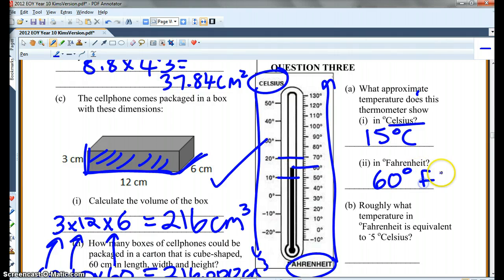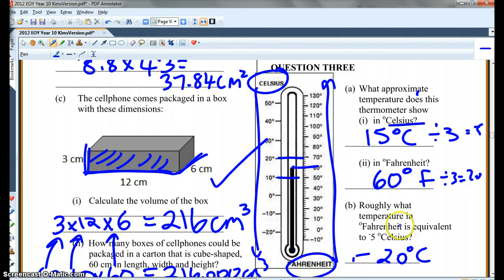Roughly what temperature in Fahrenheit is equivalent to -5 degrees Celsius? Ooh, if I divide that by 3, I get 5. And if I divide this by 3, I get 20. So I'm going to go -20 degrees Fahrenheit.